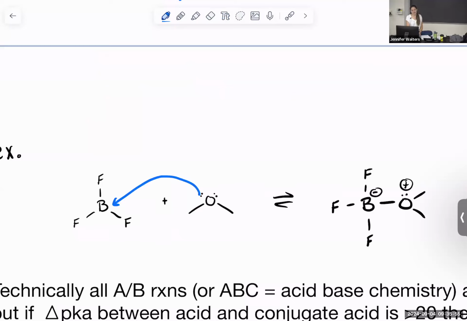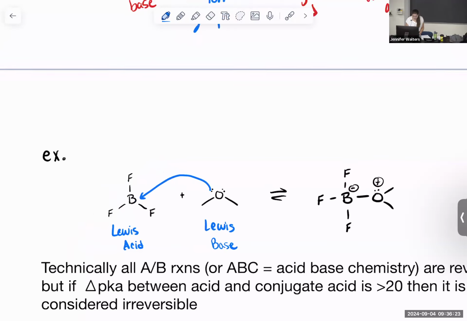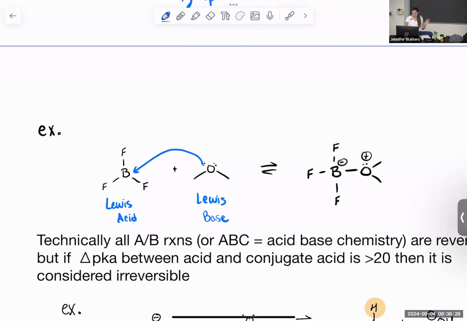That boron has an empty p orbital. That's why it's our Lewis acid. The ether is going to be our Lewis base, that oxygen. Because that boron does not have a full octet, we don't need to have a second arrow going away from it. The electrons just go straight from the oxygen to the boron. So that is our product. This is known as a Lewis acid-base complex. That doesn't really matter. It's just they came together.